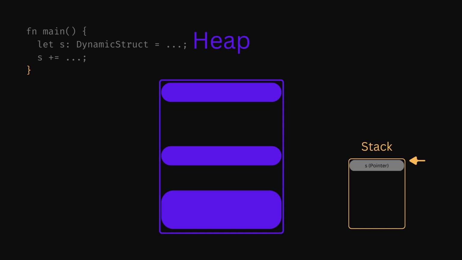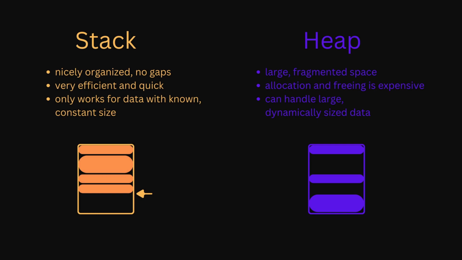Now, however, imagine what happens if we would have 2 or 3 references or pointers to the same data structure. Who will handle the freeing of the data on the heap when it goes out of scope? This is exactly the problem that ownership solves, and we're going to see that later on in the video. But first, let us wrap up our small comparison between the stack and the heap.